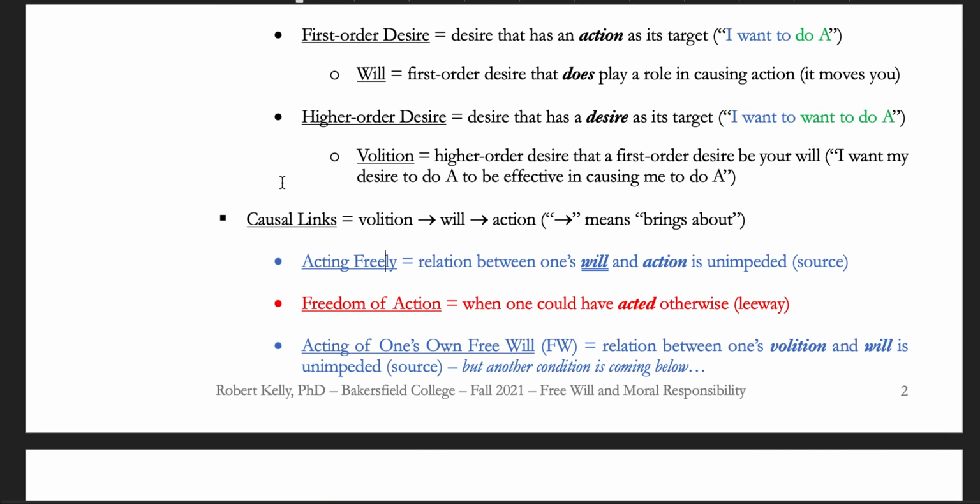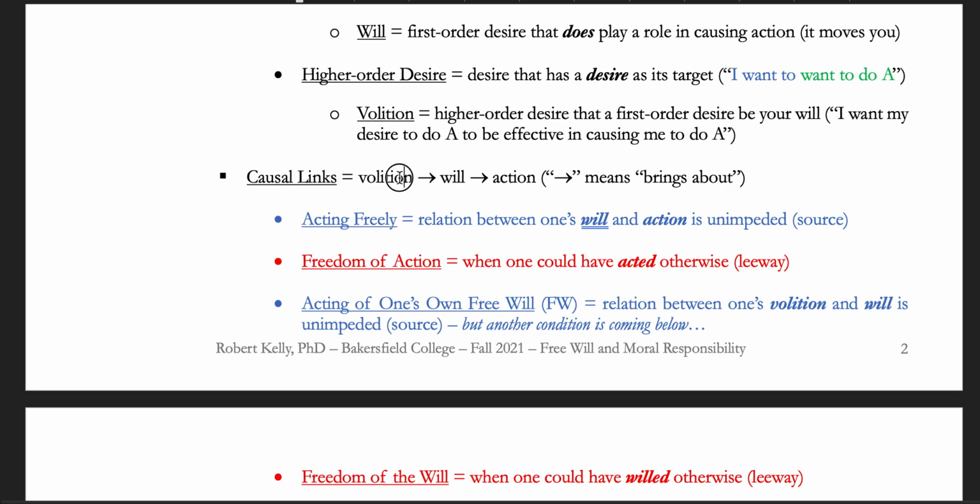Now first we have this causal link for Frankfurt. Your volition, I want my desire to do A to be effective in causing me to do A, will bring about your will, a first order desire to do A that actually plays a role, and then that will bring about the action. So volition, wanting certain of your desires to be effective, is what brings about those desires being effective, and therefore brings about the actions when they're effective.